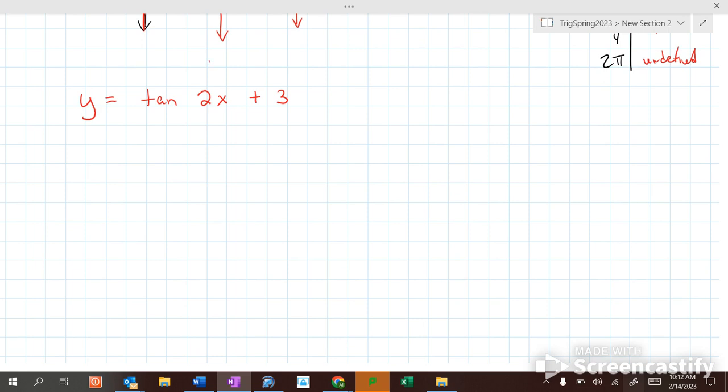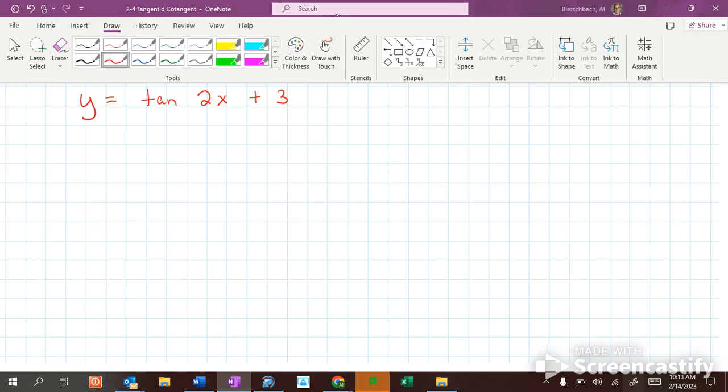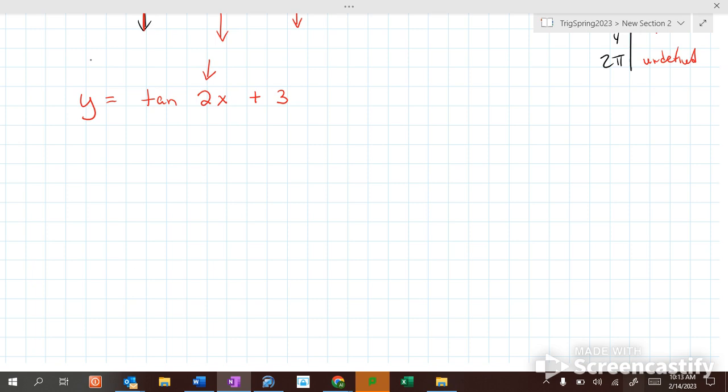So, what does this 2 do to it? Does it stretch it or shrink it vertically? Does it stretch it or shrink it horizontally? Does it move it 2 up? Does it move it 2 down? Does it move to the left? Does it move to the right? What happens to it? Shrinks it horizontally by twice as much. So, then what does a plus 3 do to it? Moves everything up 3.